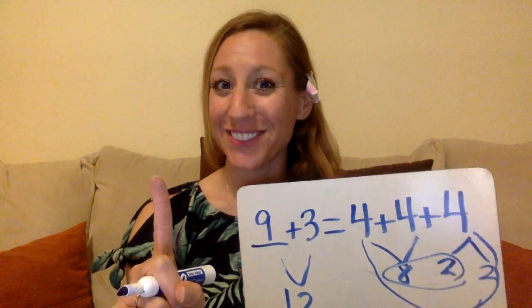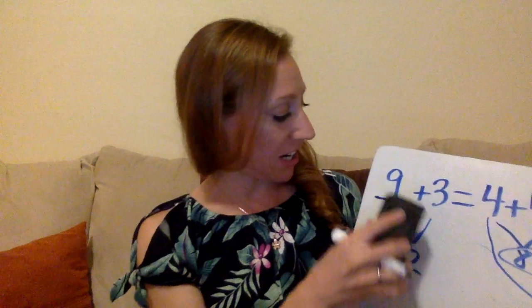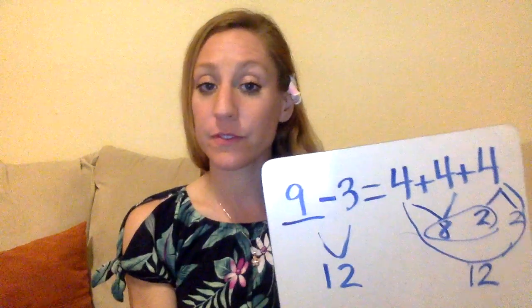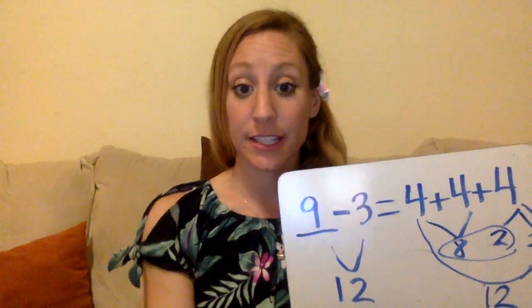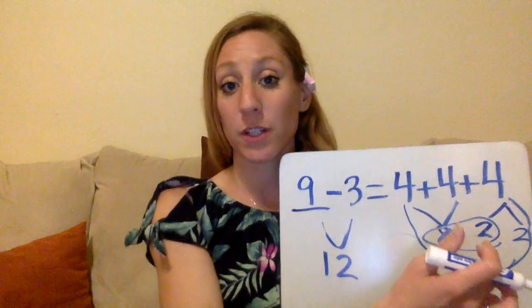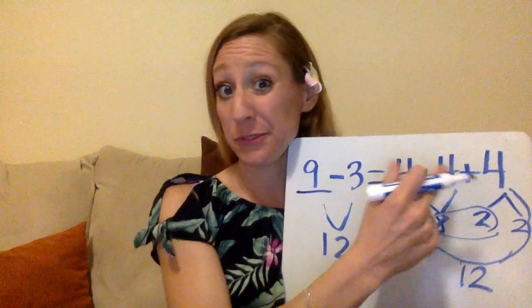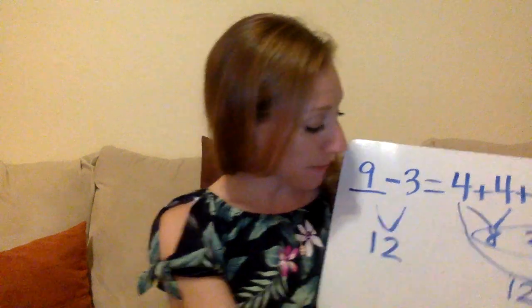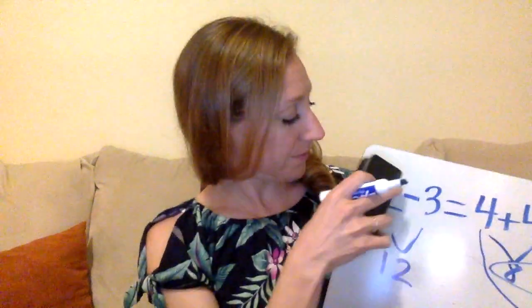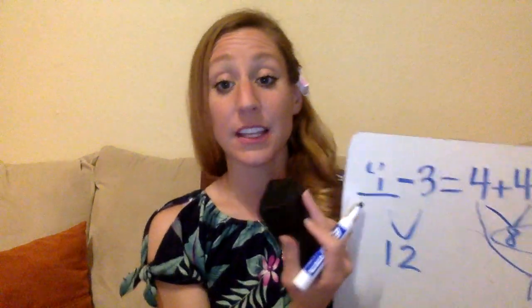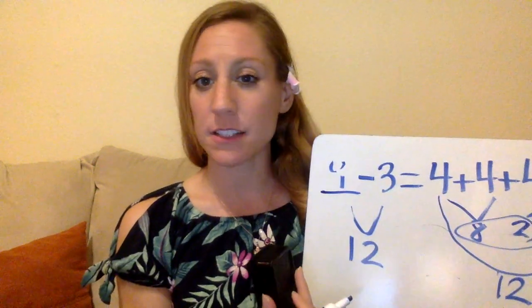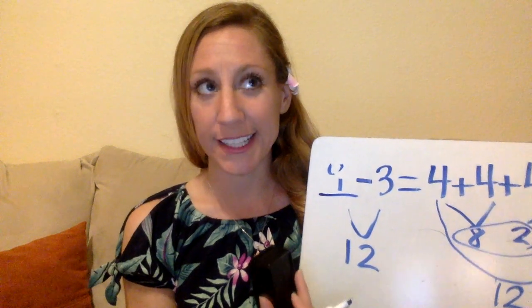Can I make it even more challenging? What if I change this to a minus? Something minus 3 equals 4 plus 4 plus 4. We've already figured this out. I'm not going to make you figure it out again. If you want to find a different way to figure it out, go for it. But let's see. Something minus 3 equals 12. 9 minus 3, before I erase all the way. Is that still going to make 12? 9, 8, 7, 6. Nope, not going to work.